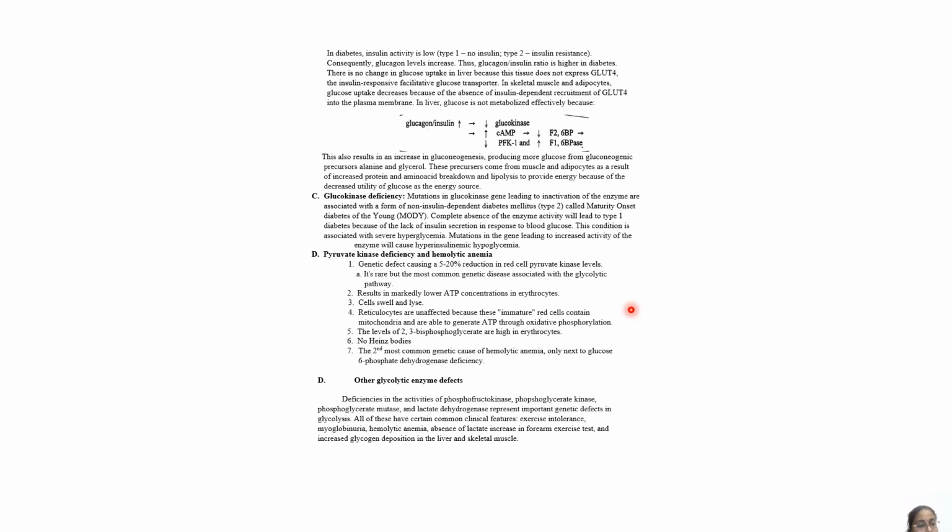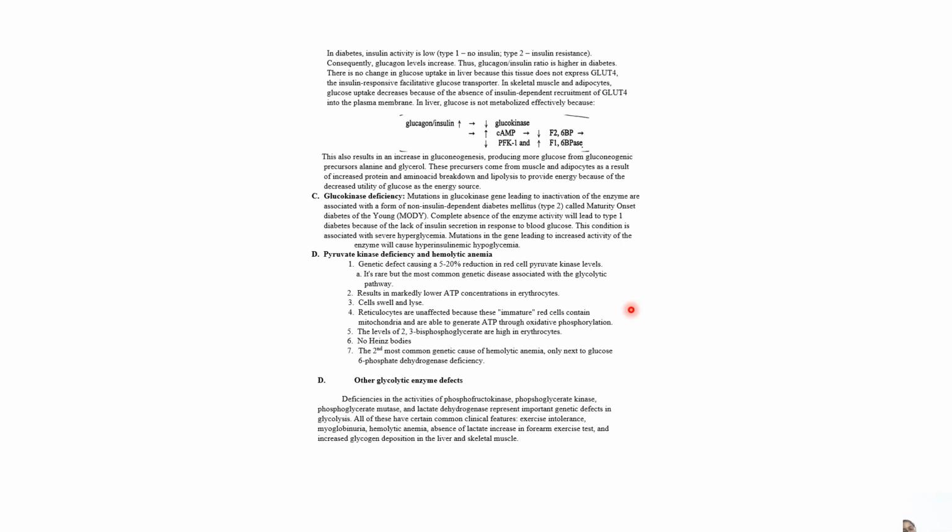plasma membrane. So in liver, glucose is not metabolized effectively because of this, and this also results in an increase in gluconeogenesis, producing more glucose from gluconeogenic precursors, alanine and glycerol. These precursors come from muscle and adipocytes as a result of increased protein and amino acid breakdown and lipolysis to provide energy because of the decreased utility of glucose as an energy source.